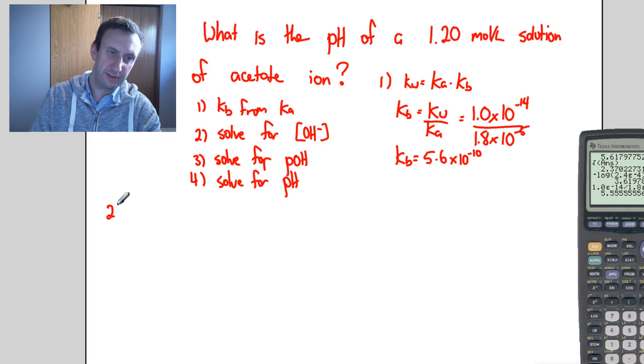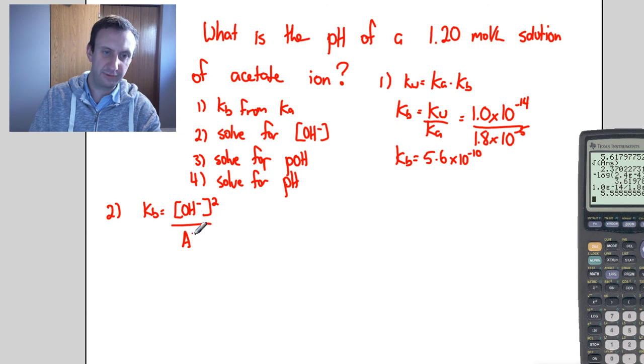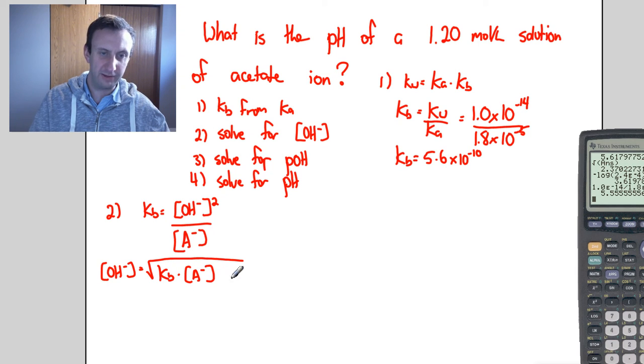So let's do that over here. So number 2, I know that Kb is equal to hydroxide squared over my base concentration, A minus. I'm trying to find my hydroxide. Let's skip ahead just a little bit, do a little bit less of the algebra, and just say that OH minus is equal to the square root of Kb multiplied by my base concentration, A minus.